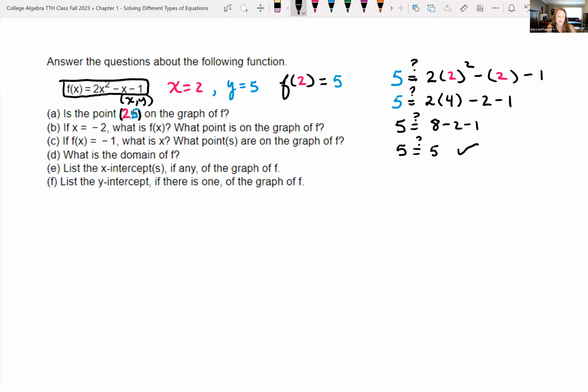So part B says, if x equals -2, what is f of x? What is the point on the graph of f? So if x is equal to -2, what we want to do is go in here and plug in -2 wherever we see an x in this function. So f of -2 here is equal to 2. I tend to like to go through and put parentheses wherever I see the x and then drop in the value that I'm evaluating this at, just to get used to that.